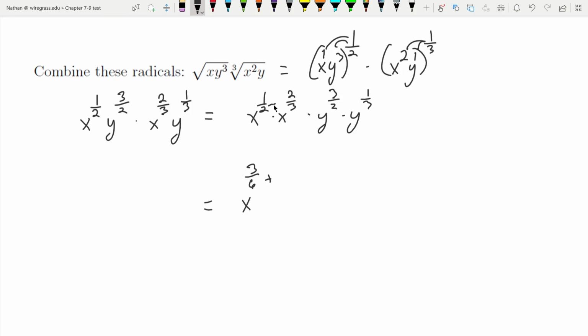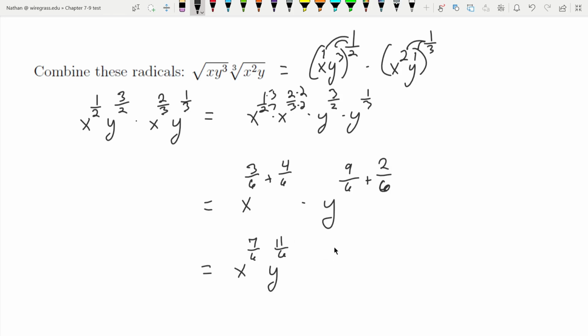I did multiply this by 3, multiply this by 3, multiply this by 2, gives me 4/6, times by y to the power of, once again, I need a common denominator of 6. Multiply by 3/3, so give me 9/6 plus 2/2 here becomes 2/6. And that's going to give me x to the power of 7/6, y to the power of 11/6.